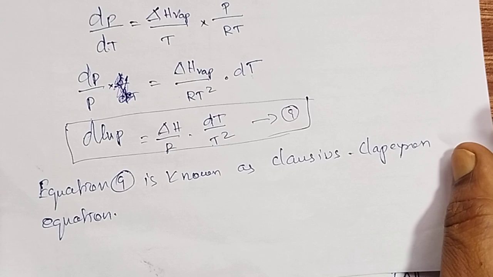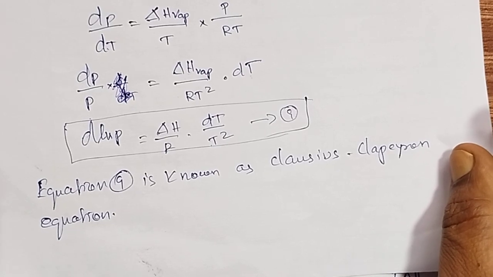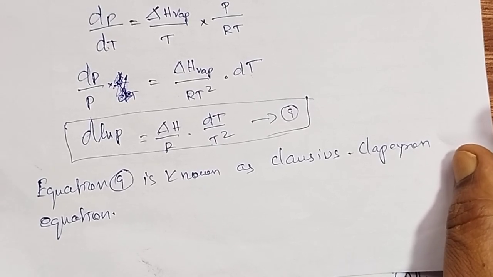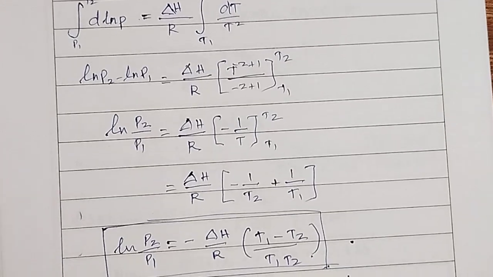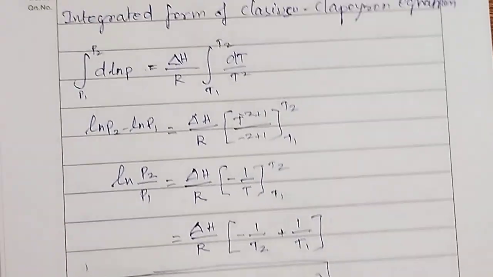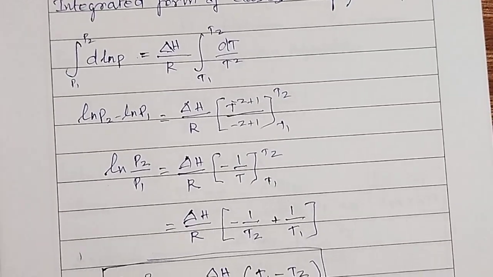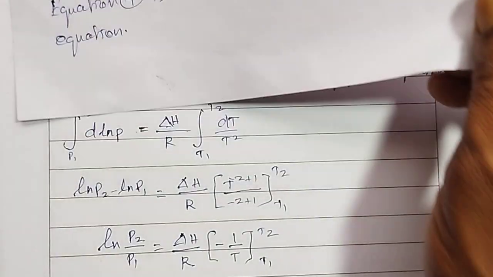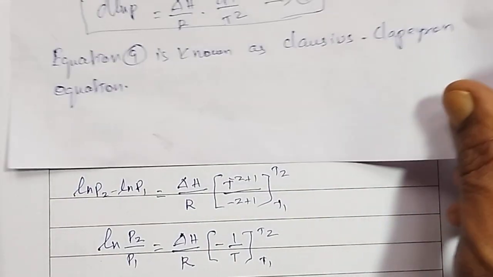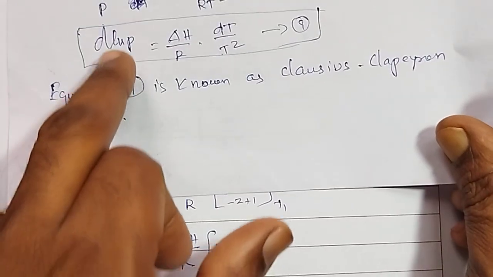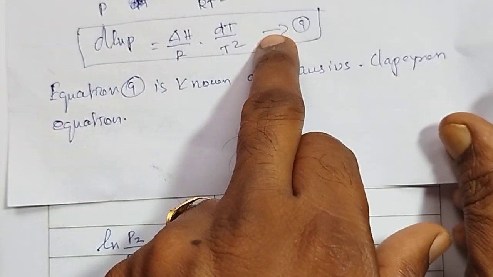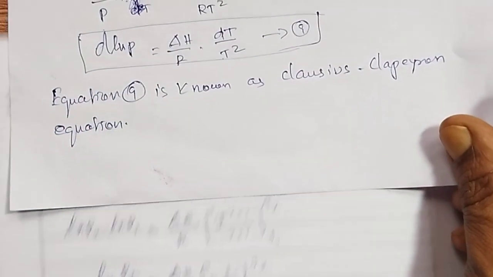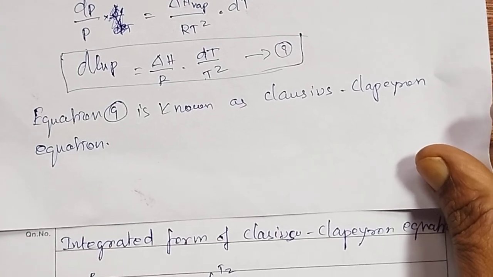And now we are going to integrate this equation to bring out the integrated form of the Clausius-Clapeyron equation. Let us integrate this equation, and we get the integrated form of the Clausius-Clapeyron equation that we can see here.